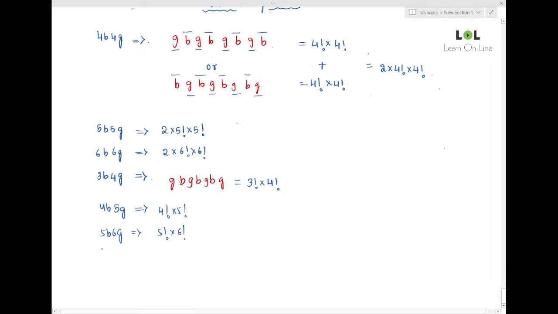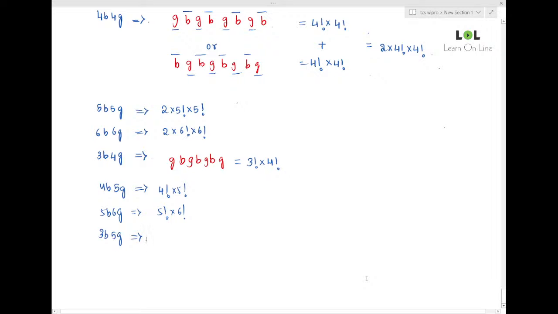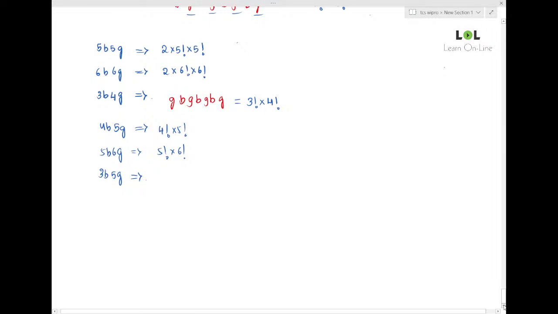Now observe. Suppose if I ask you 3 boys and 5 girls, tell me the answer for this. Right answer. Not possible. Why not possible here? Why not possible?